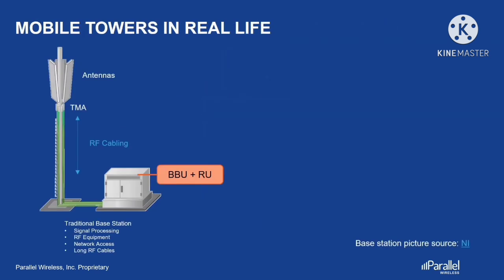This is a picture of how mobile towers used to look in the 2G and 3G days. All the electronics used to be in one or more cabinets at the bottom of a mast or a tower. The RF cables would then run to the antennas on top of the mast. While this was a simple approach, the RF signal attenuation in the RF cable was a big problem.